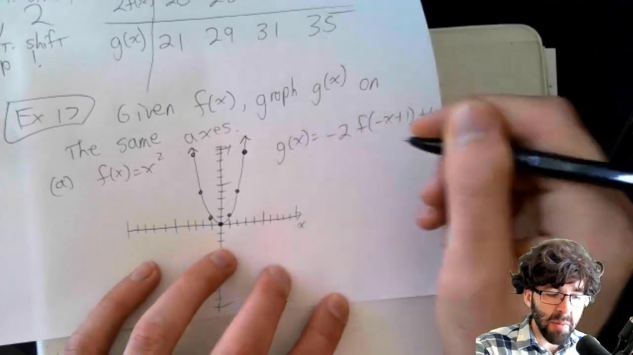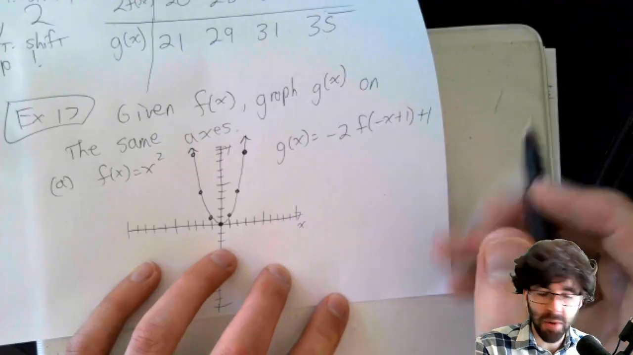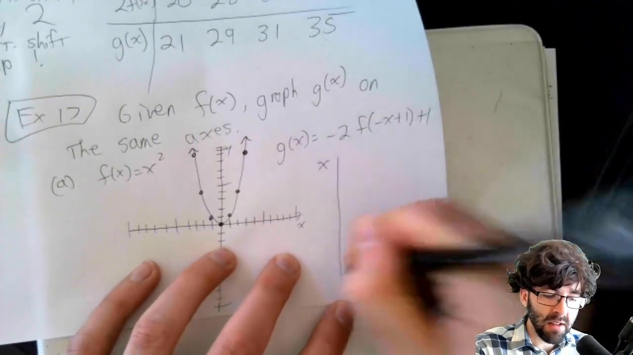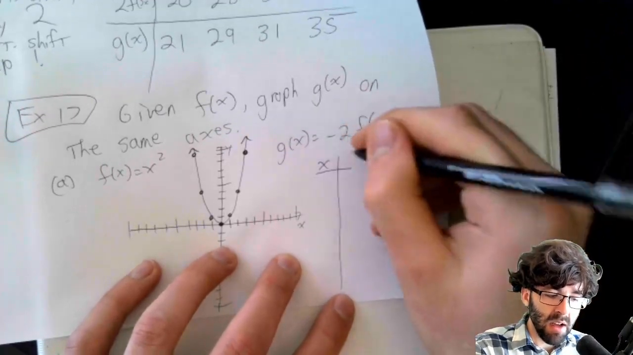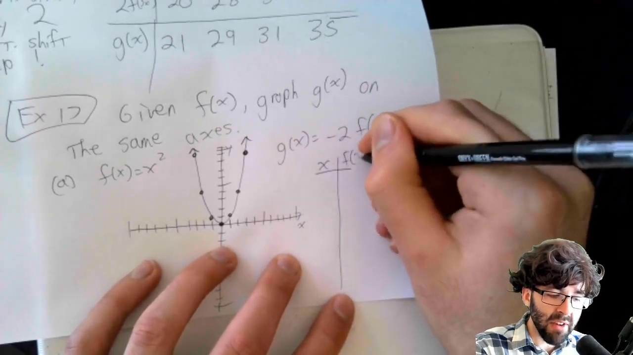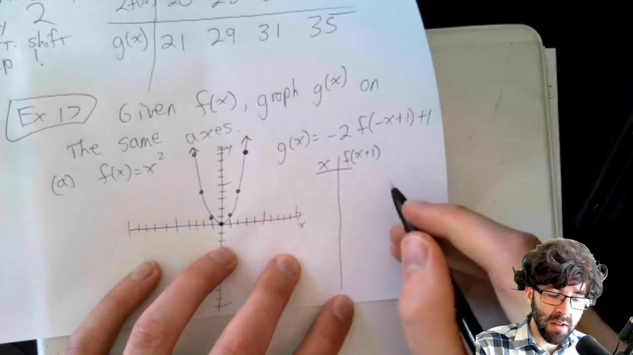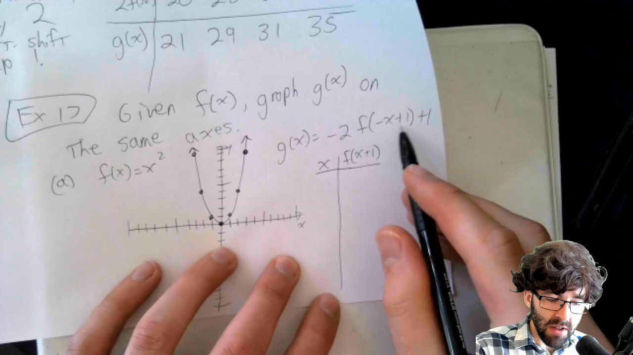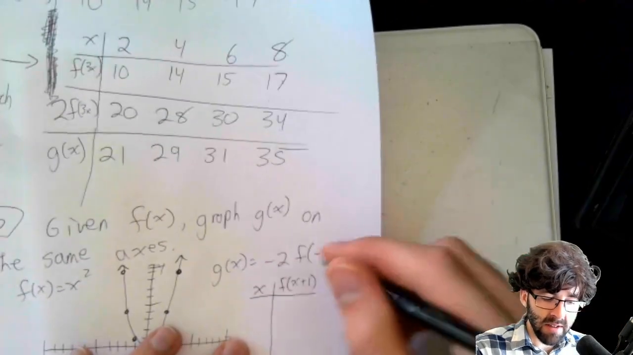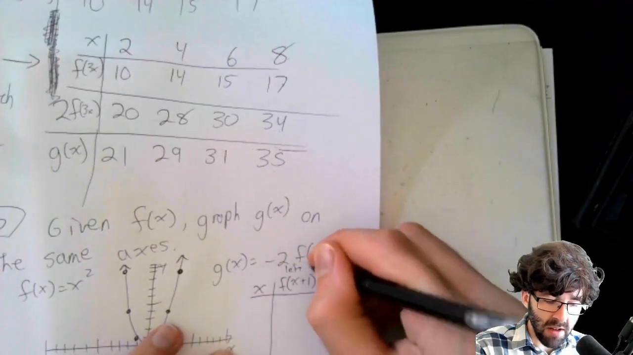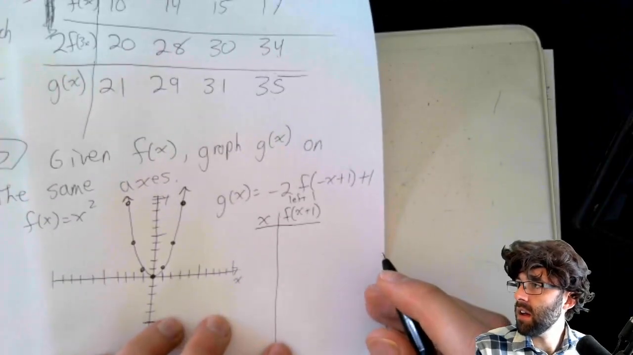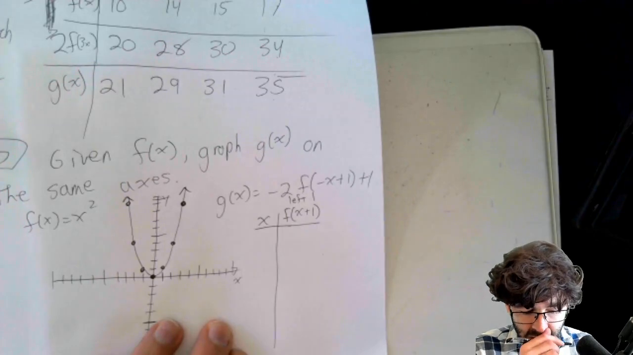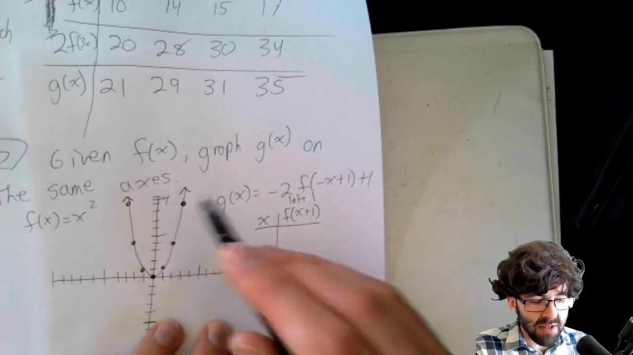So what do we have? We're just going to make a table just like we did in the previous example. Make a table of our x's. And then what does f of x plus 1 look like? So this is left 1, right? So we just take all these points and move them left 1. We move the x values to the left.